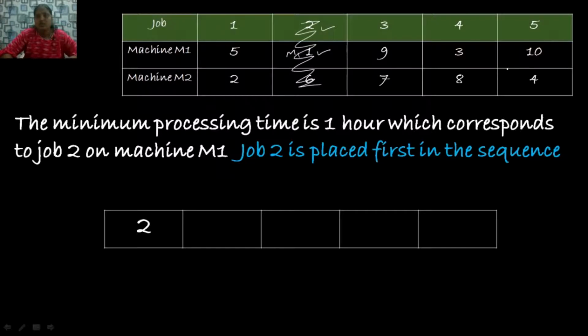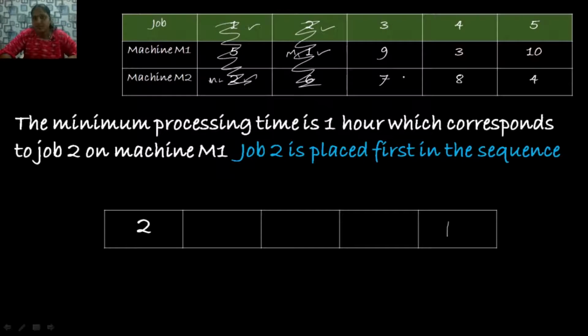Next, find the minimum processing time among these. 2 is the minimum processing time. This corresponds to job 1 on machine M2. If this corresponds to job 1 on machine M2, you have to place job 1 last in the sequence. Then you delete this job.